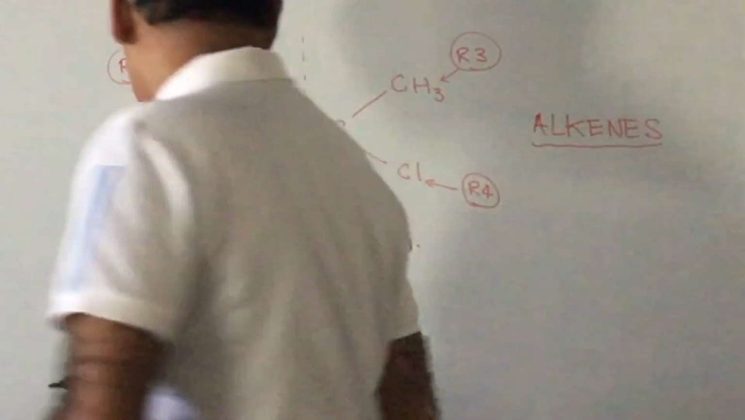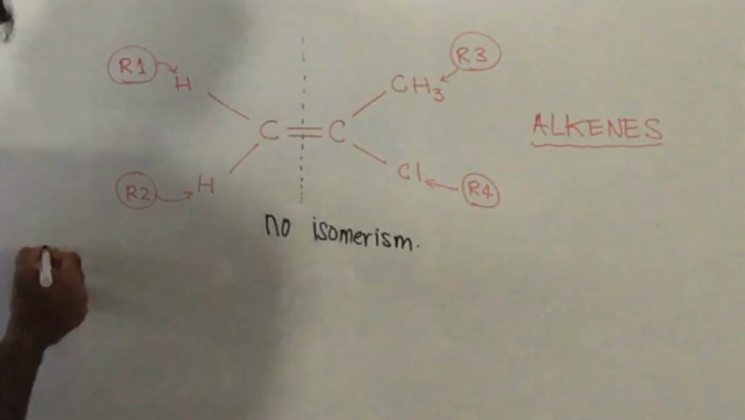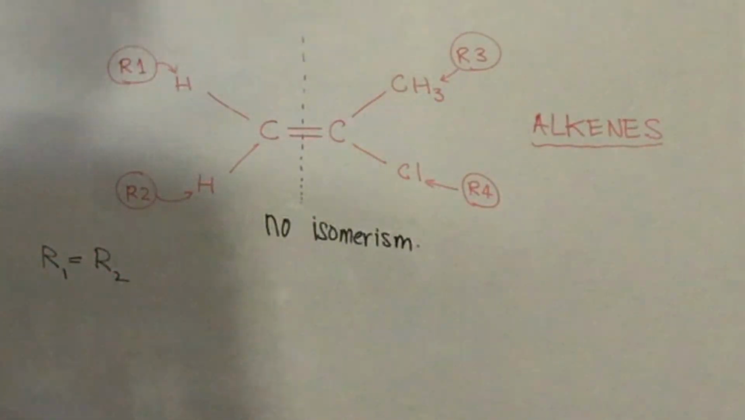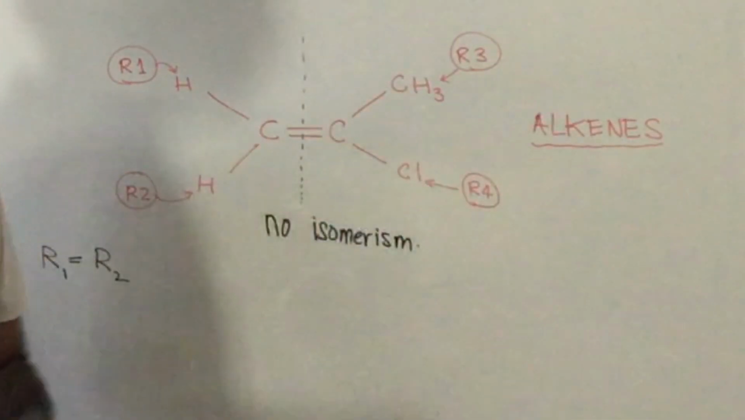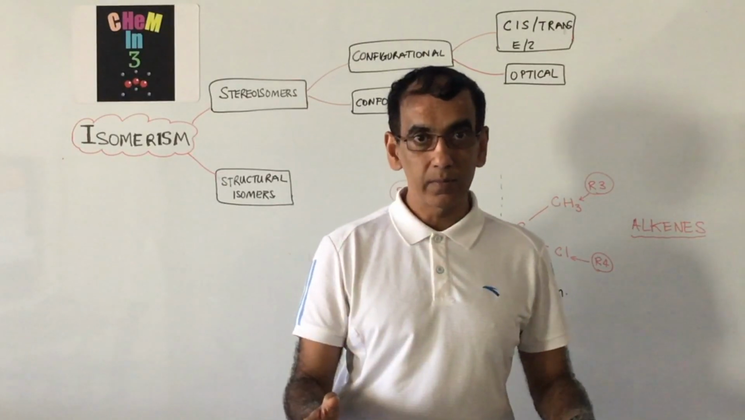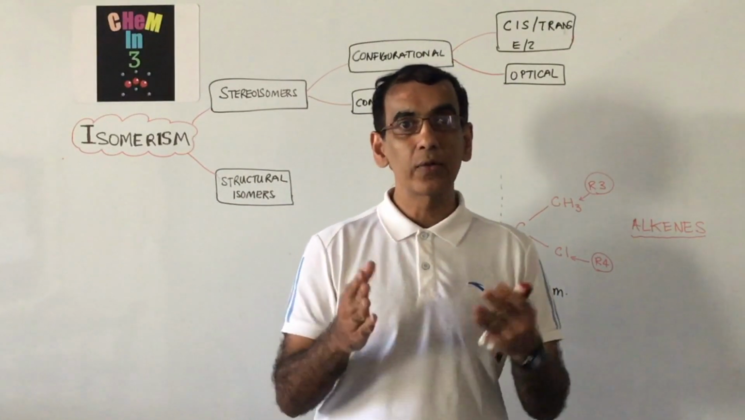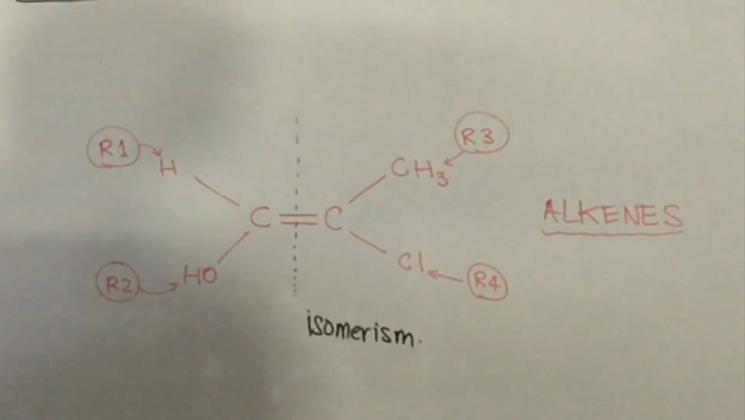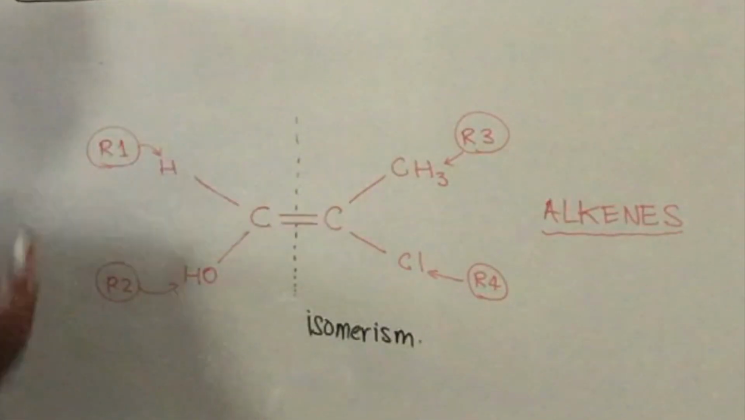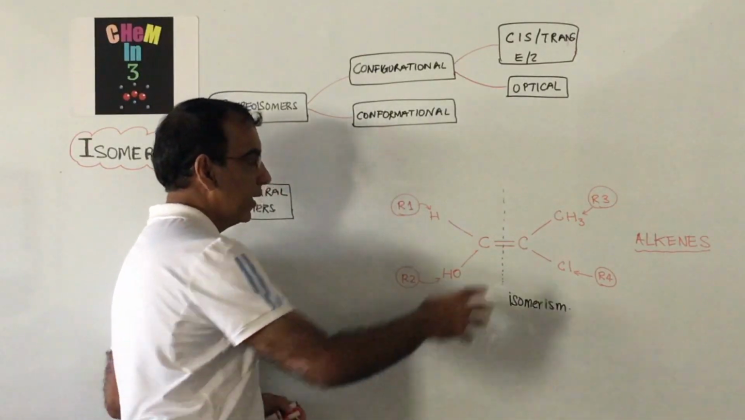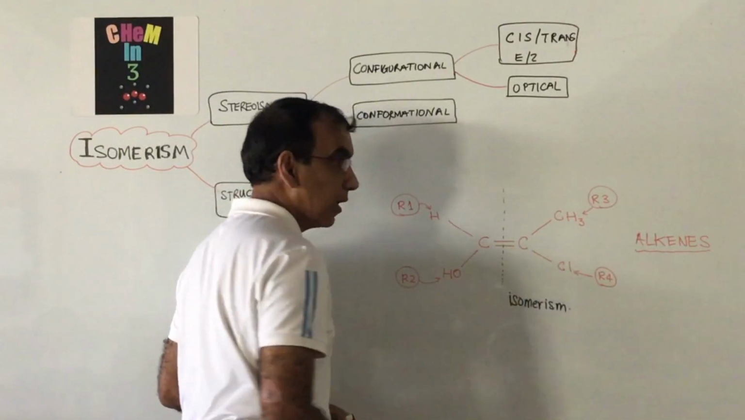And once you have a situation where R1 is the same as R2, or if R3 were the same as R4, in these cases you would have no isomerism, no cis-trans or EZ isomerism. But in a case like this, where R2 is now an OH group, a different group from R1, so R1 is not the same as R2, and R3 is not the same as R4.